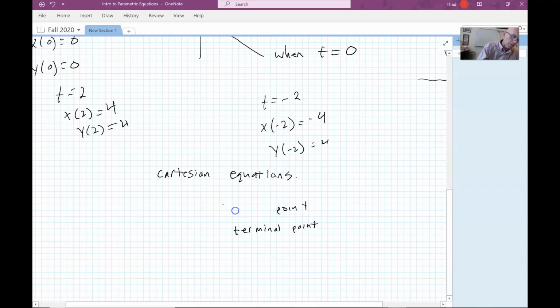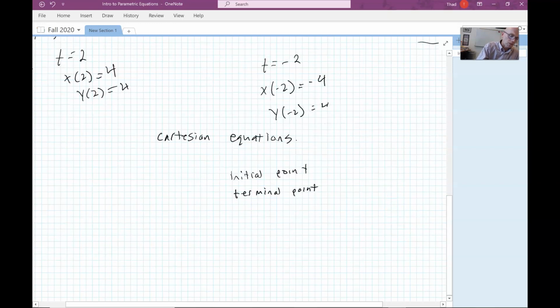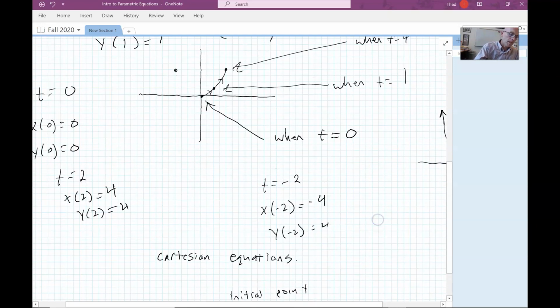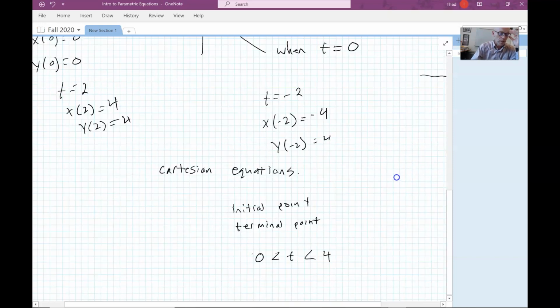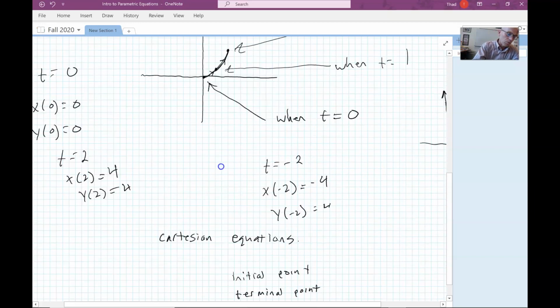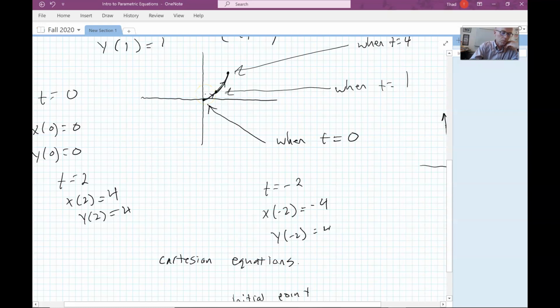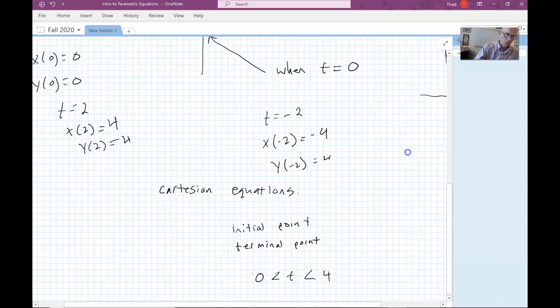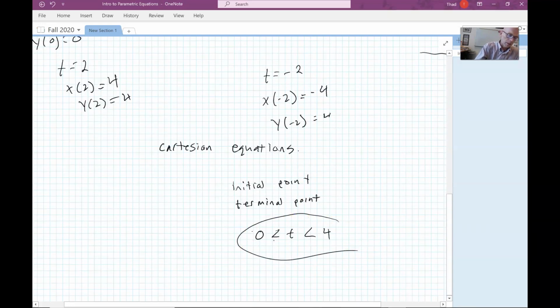Because often when we do parametric equations, we have a domain on t. So you might say that t is between 0 and 4, let's say. Then if we were to graph this, that would be the total graph, because I'm only graphing when t goes from 0 to 4. The initial point would be at 0, 0, and the terminal point would be up here at 4, 4, because the path begins at 0, 0 and ends at 4, 4. Actually, I'd have to have equal to here.